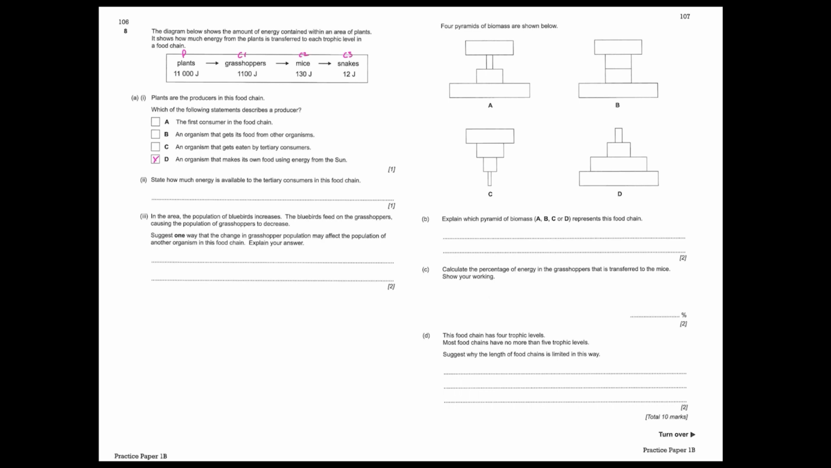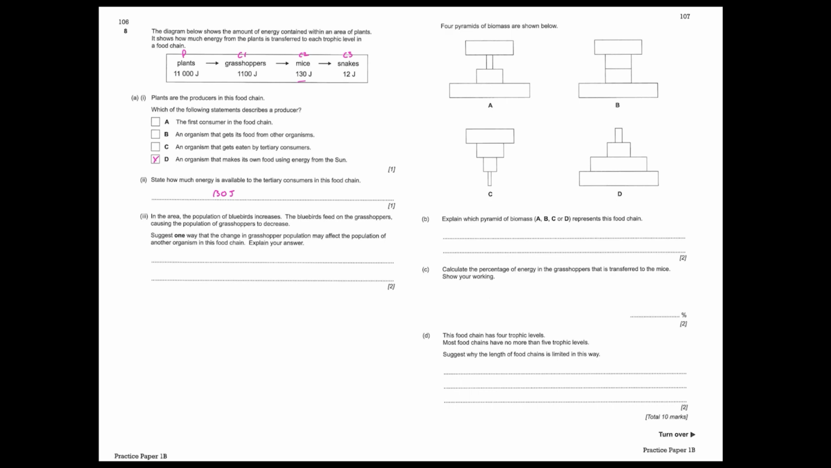So our tertiary consumer are the snakes. The energy available to the snakes then is whatever's in the mice, so that's 130 joules. Okay, the population of bluebirds increases. Bluebirds feed on the grasshoppers, causing the population of grasshoppers to decrease. Explain one way the change in grasshopper population might affect the other organisms in this food chain.